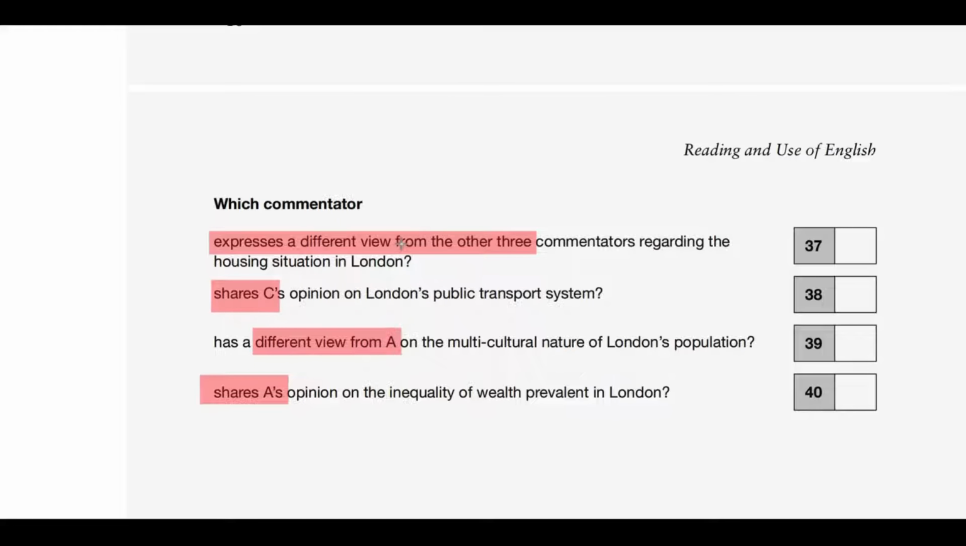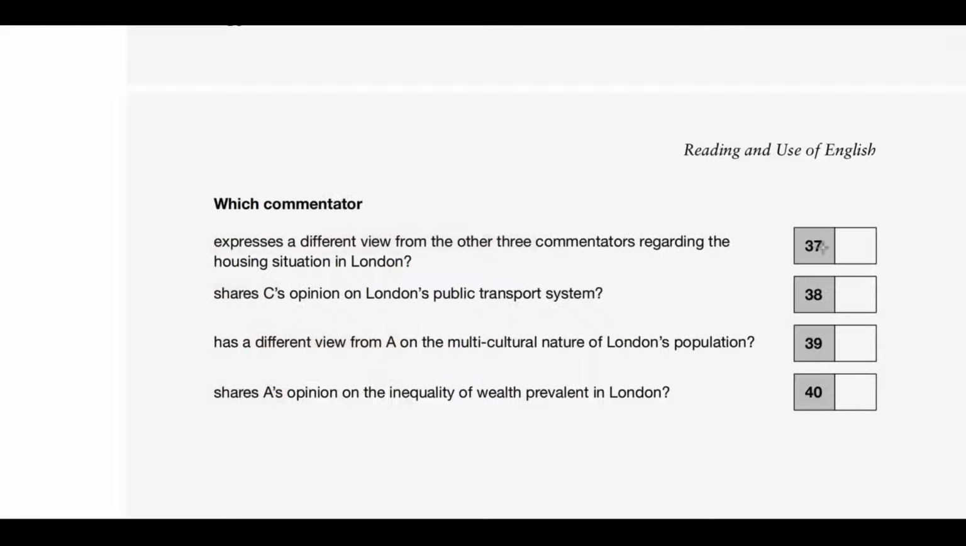Okay, see what they say about the comments here about the housing situation in London, and one will say something very different to the other three. In 38, we need to see what C says about public transport and find someone who has the same opinion. In 39, it's the opposite. We want a different opinion from A about the multicultural nature of London's population. So we can see here very quickly what we need to do in relation to each of the questions.